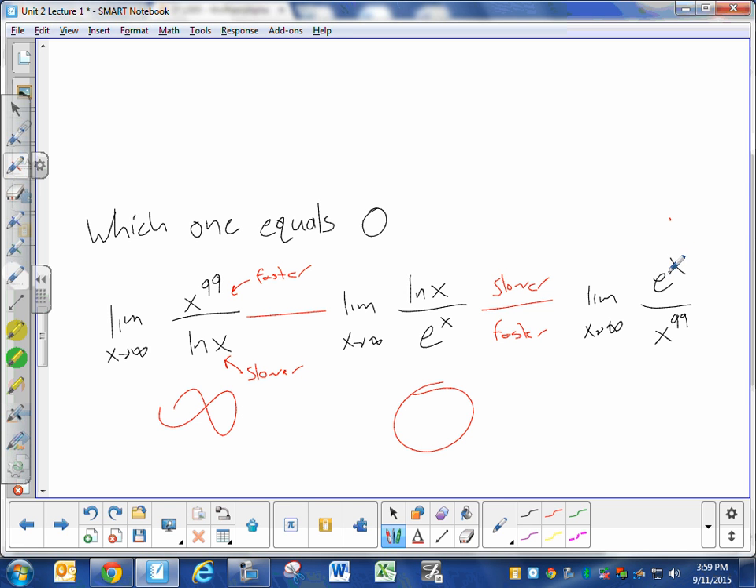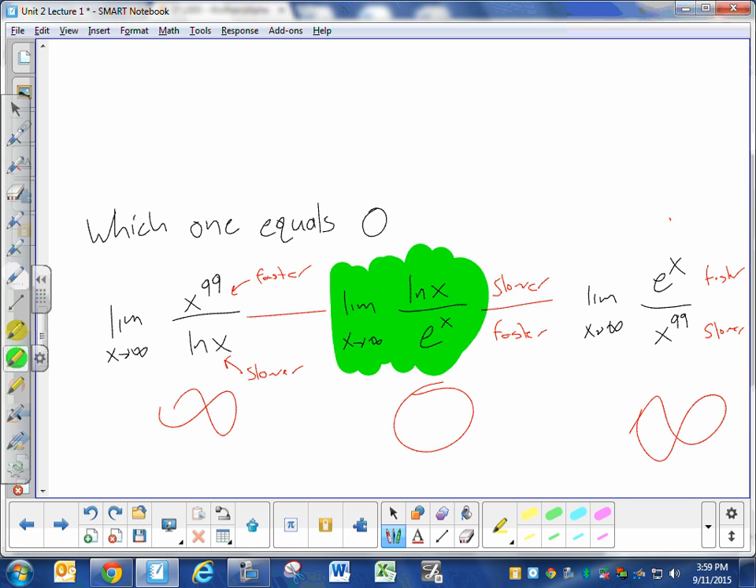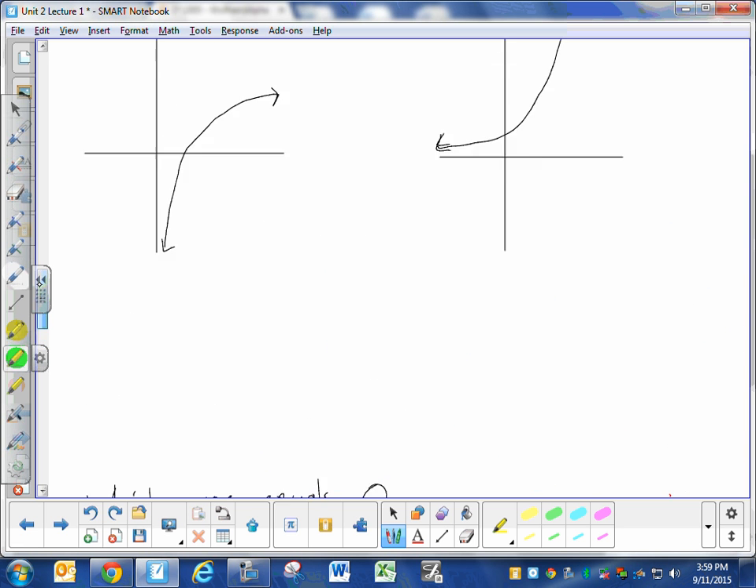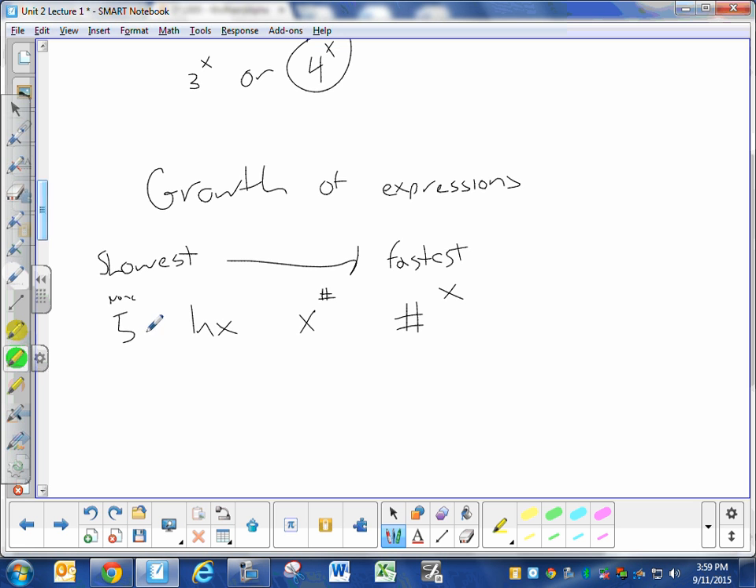And our last one, e to the x, is going to be faster than x to any number. So this is going to also trend towards infinity. So which one equals 0? Our middle guy. Okay, so that's kind of talking about the rate at which things grow. No growth to fastest growth.